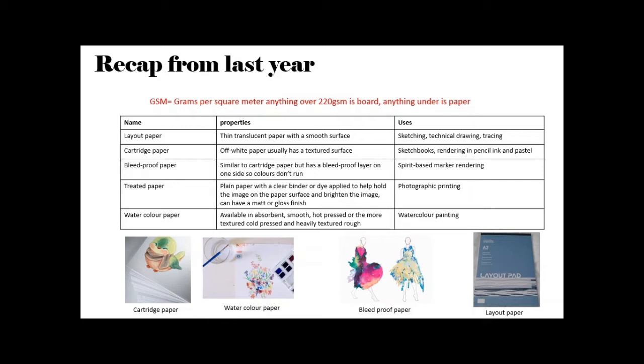So some of these you'll have heard of before, or most of them you will have done, particularly if you've done art before. Some of them might be a little bit new to you. So what we've got is things like layout paper. So layout paper is quite thin, translucent, so you can see through it a little bit. It's got a smooth surface. Typically used in sketching and technical drawing.